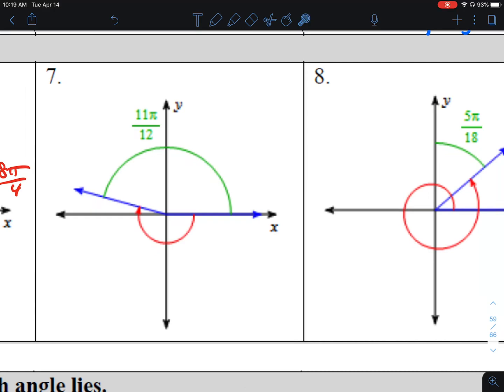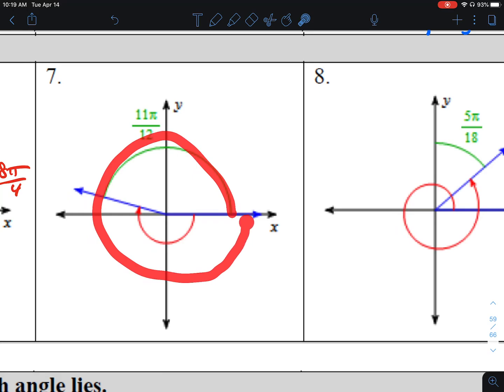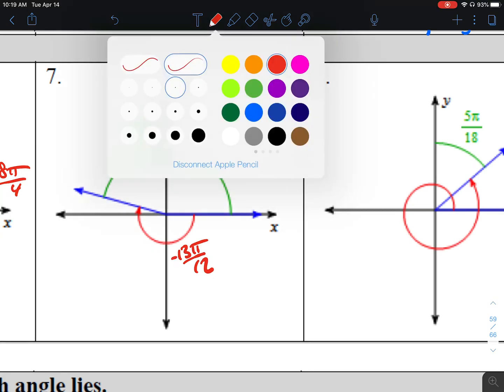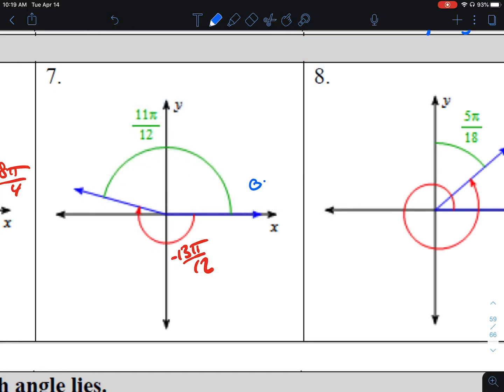7, see if we can figure this out without doing any work here. A complete revolution is 24 pi over 12. We are short of that by 11 pi over 12. That's going to make this 13 pi over 12, and we're going in the negative direction. If that's not satisfying to you, let me label the quadrantal angles by pi over 12.